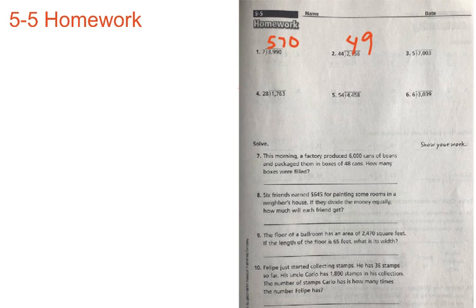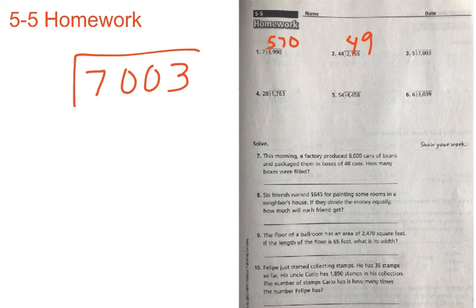Let's do one more together. We'll go ahead and complete number 3. We have 7,003, and we're dividing that by 5. Well, 5 can go into 7 one time. I'm going to go ahead and subtract. 7 minus 5 is equal to 2, and 2 is less than 5, so we're good there.